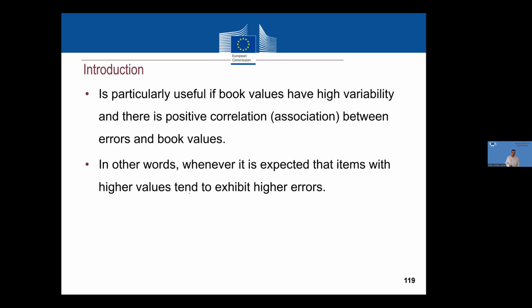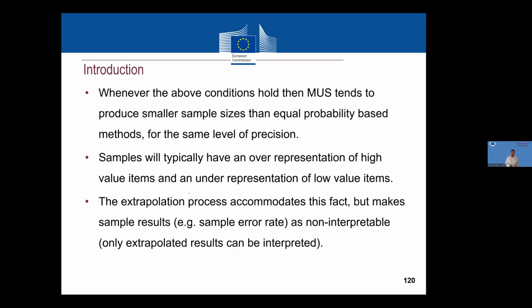And these are situations where, I repeat again, we see high variability in terms of operations expenditure, and we also expect positive association, proportionality, between errors and expenditure. When this happens, MUS tends to produce smaller sample sizes than simple random sampling for the same level of precision, or can improve the precision in comparison with simple random sampling.